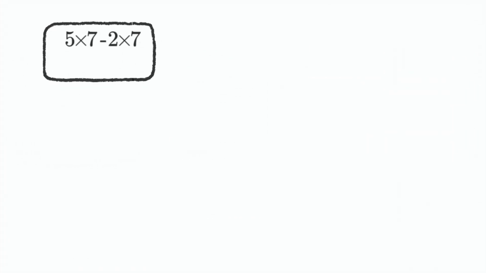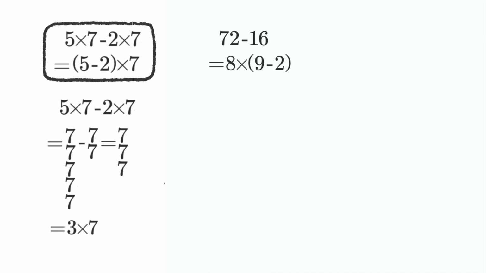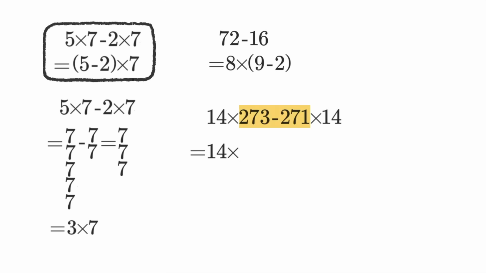Next rule. You can also factorize subtractions. 7 is the common factor. 2 of them are taken away. In this subtraction, you can take the common factor 8 from this expression. What about this? The common factor is 14. The subtraction of the uncommon factors.